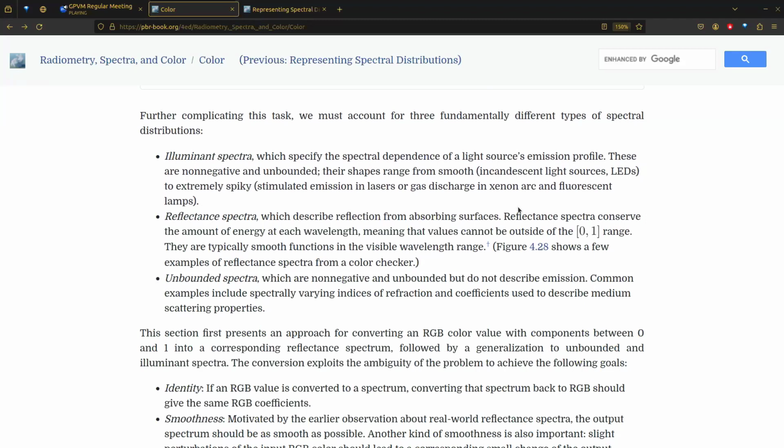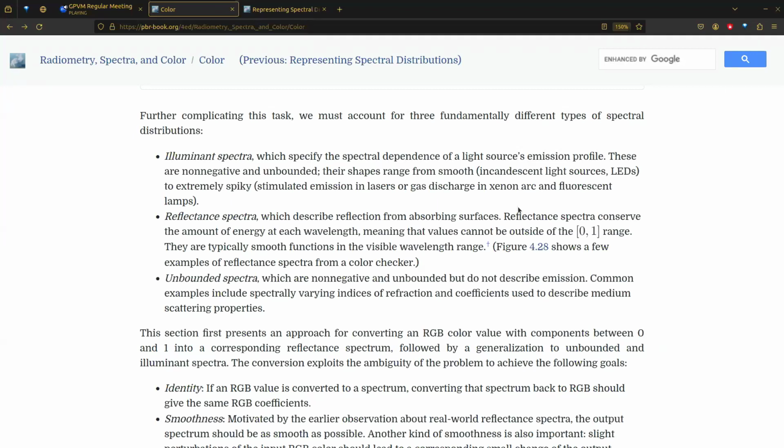Further complicating this task, we must account for the 3 fundamentally different types of spectral distributions. We've got illuminant spectra, which specify the spectral dependence of a light source's emission profile. They're non-negative and unbounded because they can't absorb light, and they could potentially emit an infinite amount, I guess. The shapes range from smooth, like incandescent light sources and LEDs, to extremely spiky, like lasers or gas discharge fluorescent lamps, where they are very narrow band emissions.